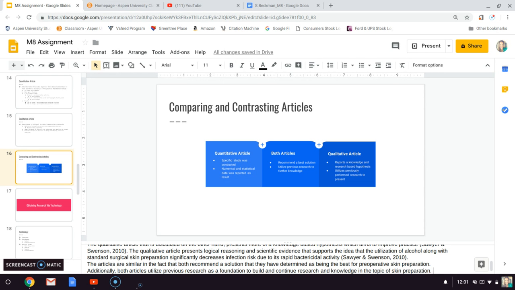The articles are both similar in the fact that they both recommend a solution that has been determined as being the best for preoperative skin preparation. Additionally, both articles utilize previous research as a foundation to build and continue research and knowledge in the topic of skin preparation.